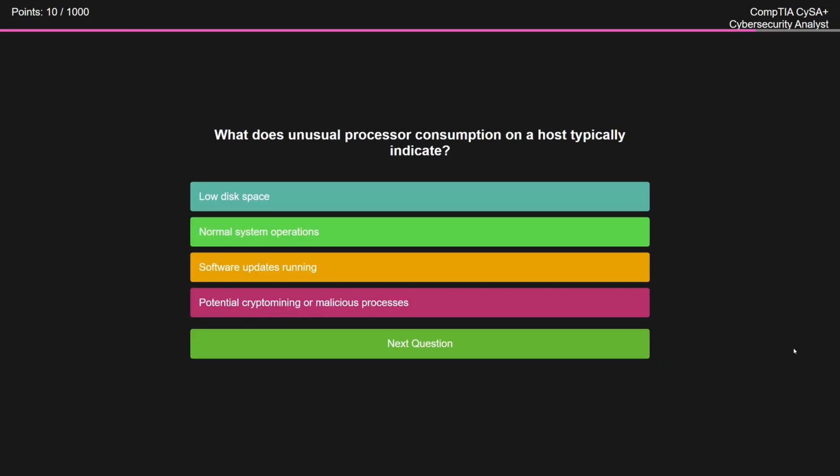What does unusual processor consumption on a host typically indicate? Low disk space, normal system operations, software updates running, potential crypto mining, or malicious processes. So processor consumption, for me, it would be potential crypto mining or malicious processes. Let me just say why I think that: if you see a spike in CPU, most of the time crypto is being mined with your CPU, right? Or a lot of the time it's malicious stuff that's using a lot of your CPU. But most of the time, if your CPU just goes to 100%, it'll be a crypto miner.